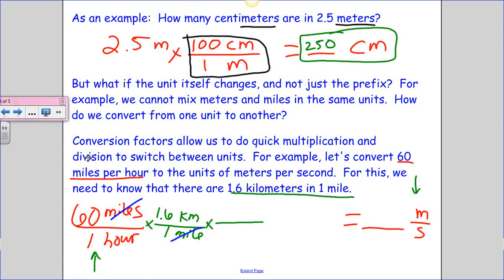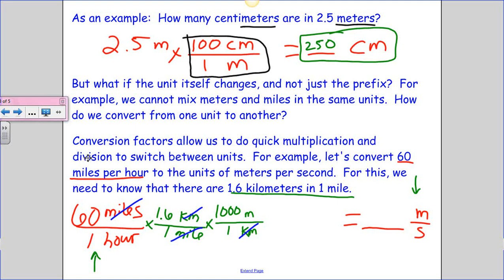In this case, kilometers is going to go on the bottom because that's what we want to cancel. And meters is going to go on the top because that's what we want. And what's the conversion here? What does kilo mean? Kilo means 1,000. It literally means 1,000 meters for 1 kilometer. So now kilometers cancels, and we're left with meters. Yes, good. We want the unit of meters.